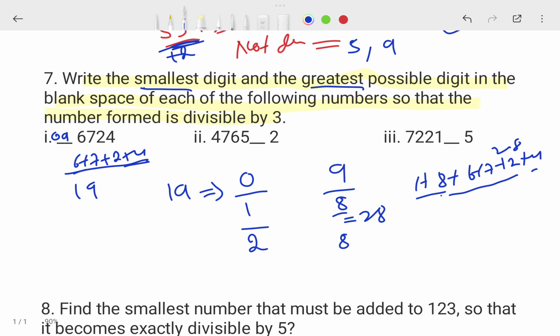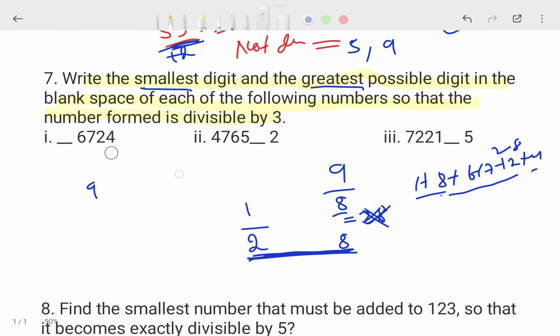In the 3 table, is 28 there? No, 28 is not in the 3 table, I think. 28 is there or not? No, 28 is not there. I'm sorry, 28 is not there. So you have to write 2 and 8.